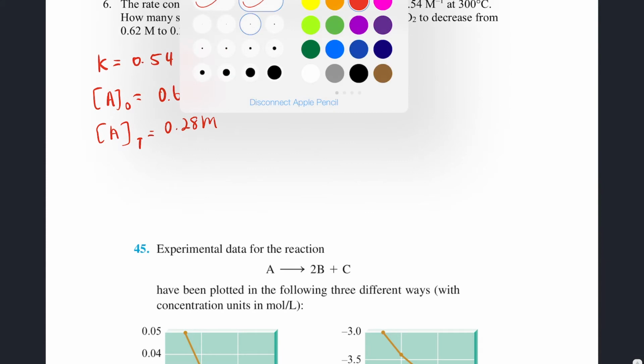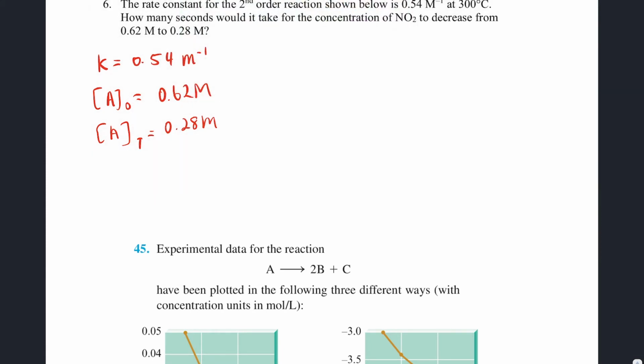So let's remember that the second order integrated rate law is 1 over A at time t equals a positive slope, kt, plus 1 over A at time 0. We could solve for t by moving 1 over A naught to the other side and dividing by k, and we can isolate t and plug in our values. So let's do that right away. When we solve for t, you should get something that looks kind of like this.